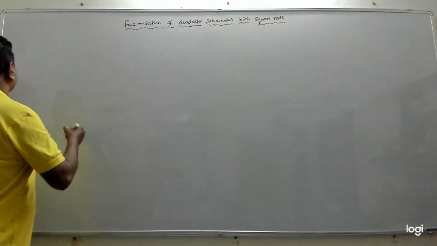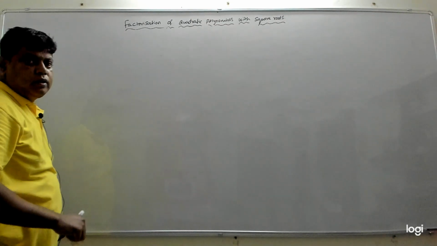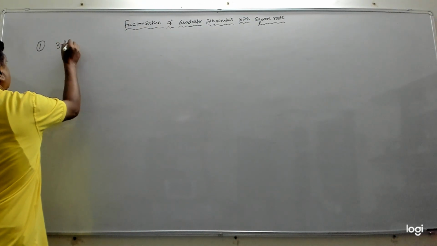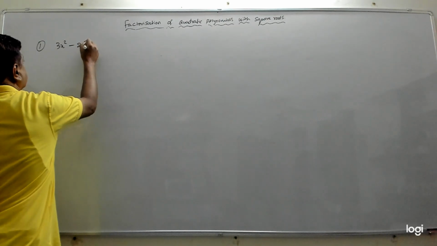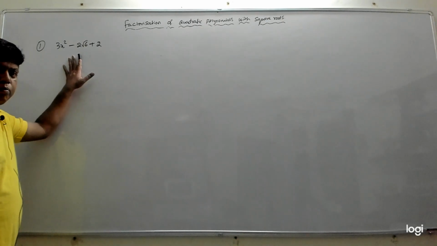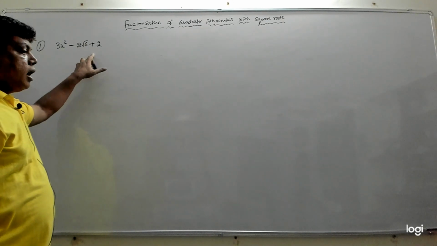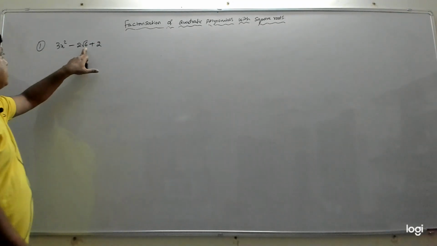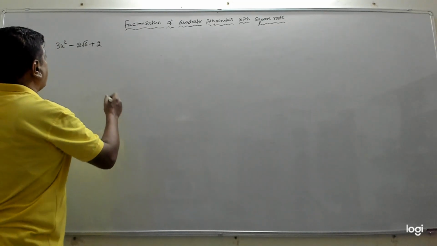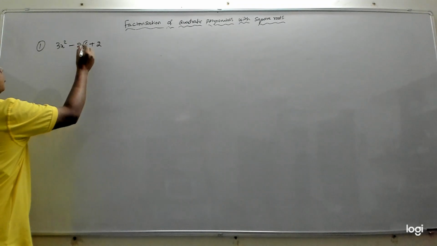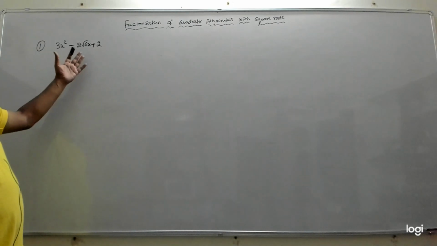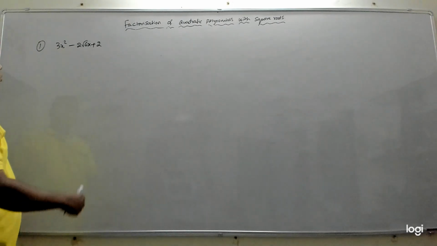So we will do the first question. Let's take the first question, which is 3x square minus 2 root 6 x plus 2. This is our quadratic polynomial because the degree is 2 and it has square root terms. Square root of 6 is there. Now how do we factorize this, which has square root terms? Again, the rule is the same.